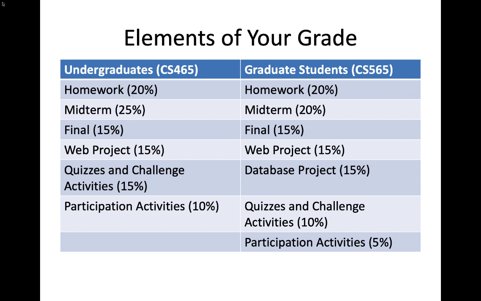Okay, it's slightly different if you're a graduate student because the database project is 15%, so I had to adjust some of the weights. If you wonder why the database midterm is worth more than the scripting language final, it's because I was trying to equalize: the web project is 15%, plus there's one homework assignment, plus there's these challenge activities. So I wanted the database and web programming to be roughly equal. To do that, the final had to be worth a little bit less than the midterm.